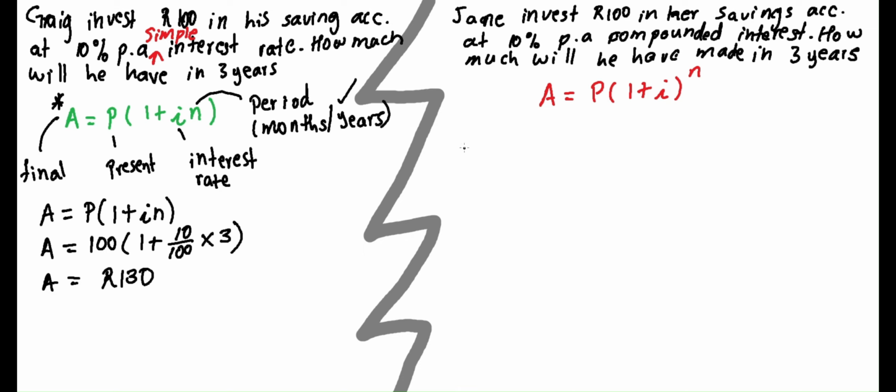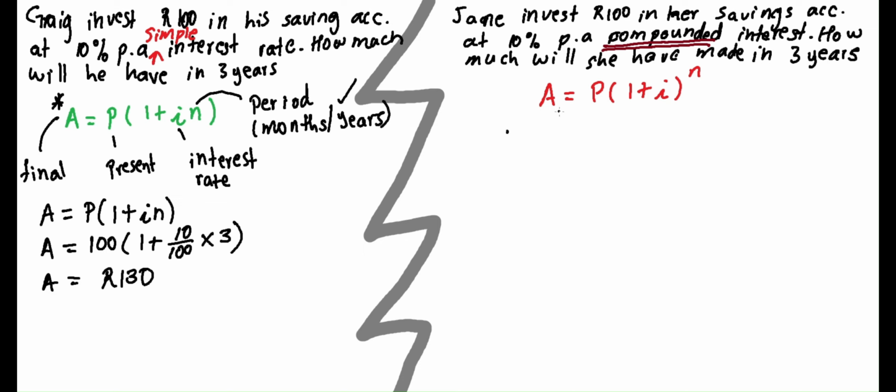And then let's go to Jane. Jane invests the very same amount, which is 100 rands, in her savings account at 10% per annum compounded interest. The main word we should note in this statement is that it is compounded. She invests the same amount as Greg at the very same rate of 10%, but the difference is that Jane is using a compounded interest. The question is, how much will she have made in 3 years? So let's calculate.